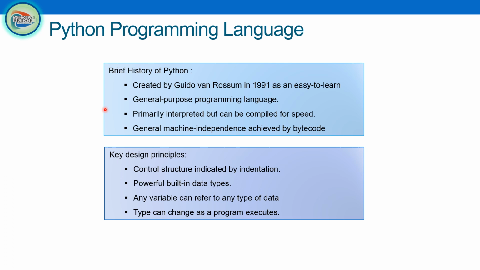Python programming language. The brief history of Python. It was created by Guido van Rossum in 1991 as an easy to learn, general purpose programming language, primarily interpreted but can be compiled for speed. Machine independence achieved by bytecode. Key design principles. Control structure indicated by indentation. Powerful built-in data types. Any variable can refer to any type of data. Type can change as a program executes.